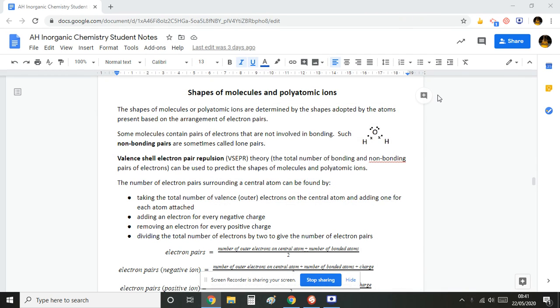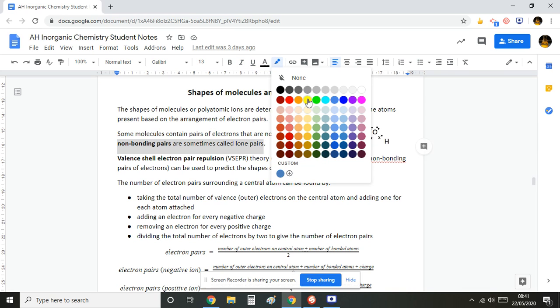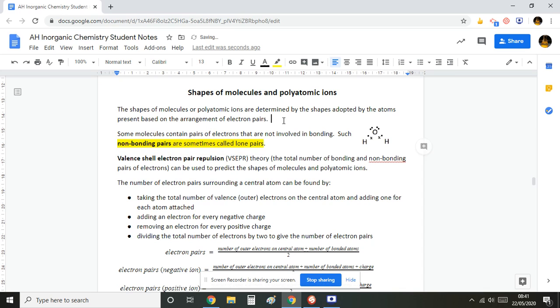Hello, so today we're going to have a look at shapes of molecules and polyatomic ions. The shapes depend on the atoms that are present in them and the arrangement of electron pairs. Some molecules have pairs of electrons that are not involved in bonding, and we call these non-bonding pairs lone pairs, so you'll see this in some textbooks. A non-bonding pair of electrons is known as a lone pair of electrons.